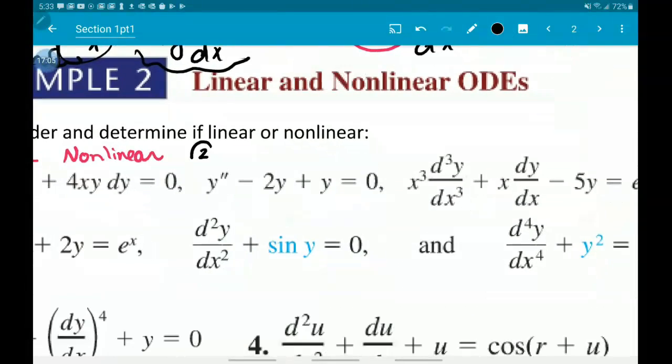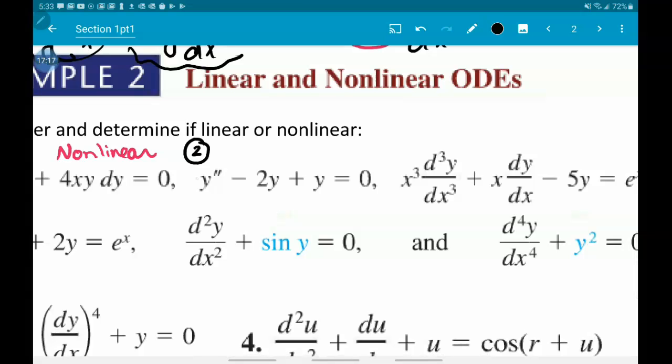This guy's already written in standard form for us. We have all of our y stuff, our derivatives of y, and then y term on the left. Everything else is on the right. So let's look at those coefficients. We have a 1 in front of that y double prime. We have a negative 2 in front of the y. We have a 1 in front of the y here. We actually could combine like terms. That would be a good thing to do. So y double prime minus y is equal to 0. That's another way to write that.